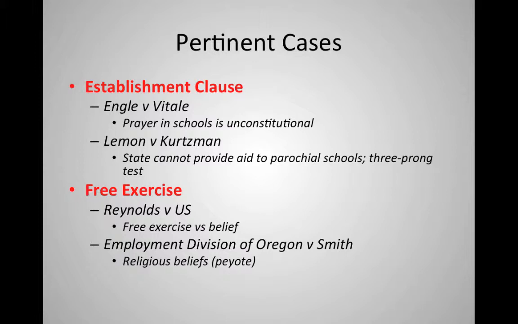So in terms of the Establishment Clause, this is the part of the First Amendment that guarantees that the government will not establish a national religion. And the two most relevant cases are Engel versus Vitale and Lemon versus Kurtzman. In Engel versus Vitale, the court ruled that prayer in school is unconstitutional. And in Lemon versus Kurtzman, the state cannot provide aid to parochial schools or religiously affiliated private schools.